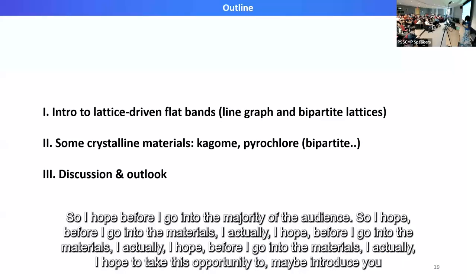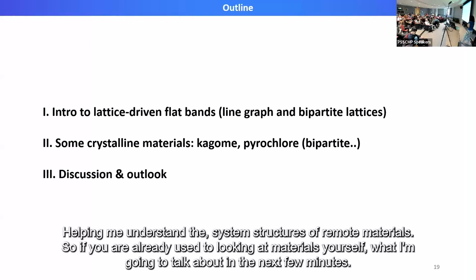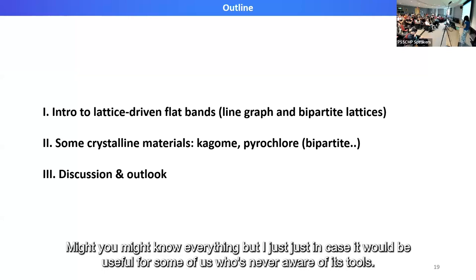So before I go into the materials, I hope to take this opportunity to introduce you to a few different tools that I find very helpful in understanding the crystal structures of real materials. If you're already used to looking at materials yourself, you might know everything I'm going to talk about in the next few minutes, but just in case, it will be useful for some of us who are not aware of these tools.